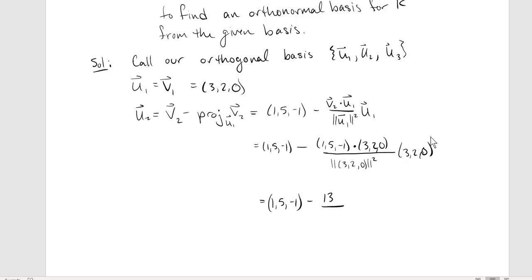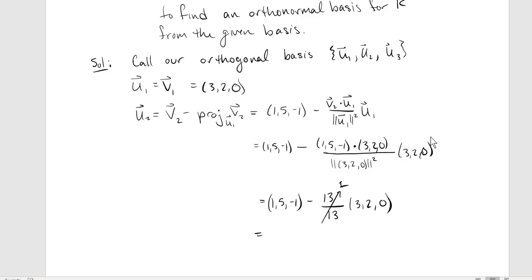And it looks like the magnitude squared is, oh, this is pretty nice, 9 plus, down here, 3 squared is 9, 2 squared is 4, 9 plus 4 is 13. That's our magnitude squared. Well, this is very nice. Didn't even get anything out of this.